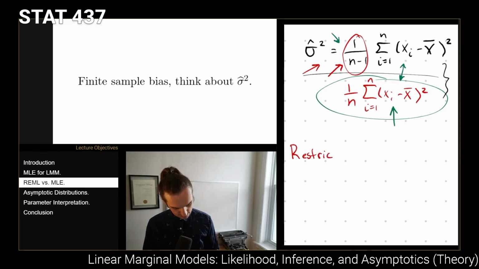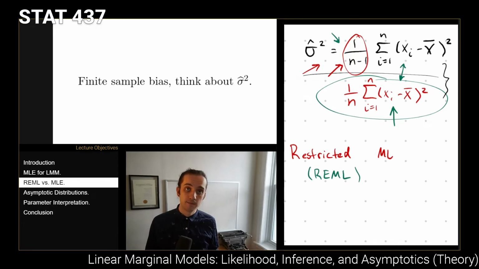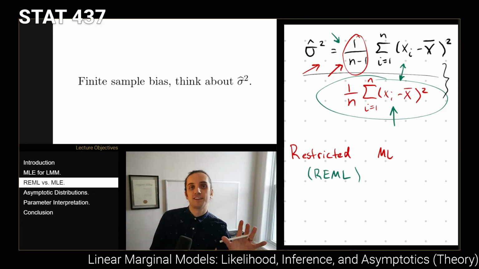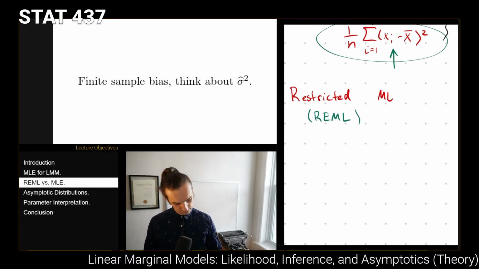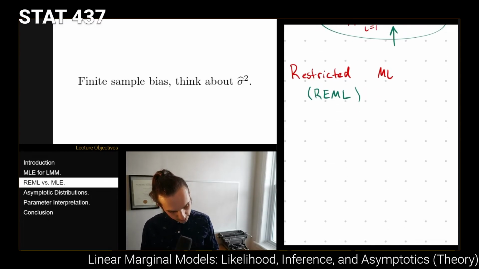So we'll just say restricted ML, and typically this is abbreviated to be REML. The idea with restricted maximum likelihood is that we can actually solve the likelihood expression for one of our parameters and then modify our likelihood expression for the other parameters, which reduces this small sample bias. In particular, for our situation, we can write out L sub R for the restricted.